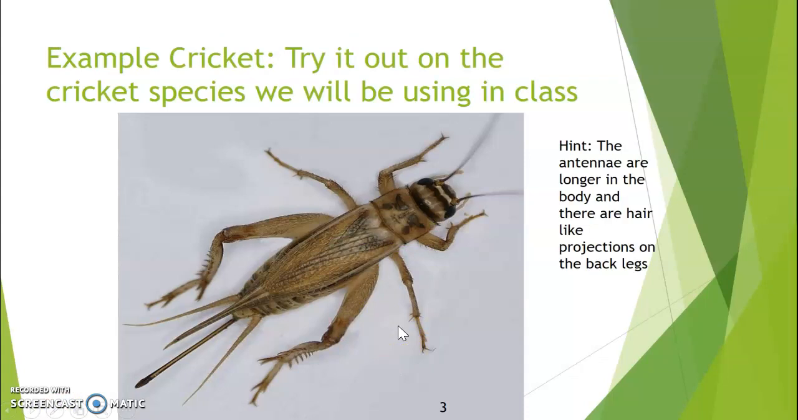So now you guys get a chance to give it a try. We've got a cricket here. I'll give you a couple of hints. This is going to be the actual cricket that we use when we come into lab.